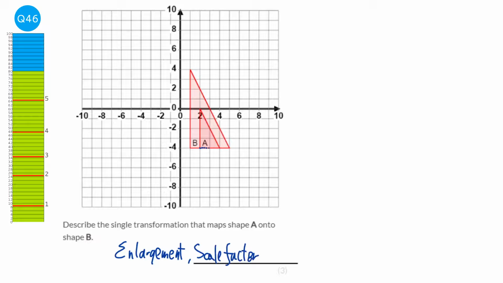And so we've got 2 at the bottom here of triangle A, and we've got 4 at the bottom here of triangle B. And so we are going to times the 2 by 2 to get to 4, so the scale factor is going to be 2. And last thing we need is the center of enlargement.